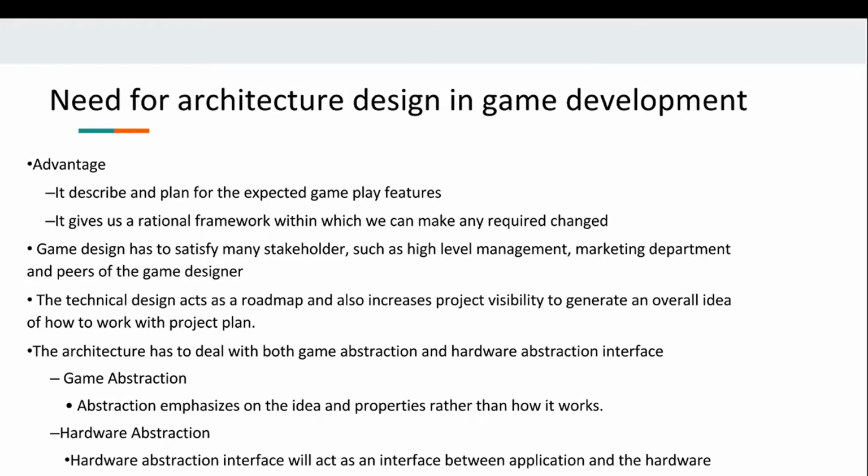Game abstraction emphasizes the idea and the properties rather than how it works, and it greatly reduces the complexity in large programs by hiding the irrelevant details. Hardware abstraction is necessary because for every platform of hardware configuration with different graphic cards, sound cards, these codes have to be written and linked through the common interface.